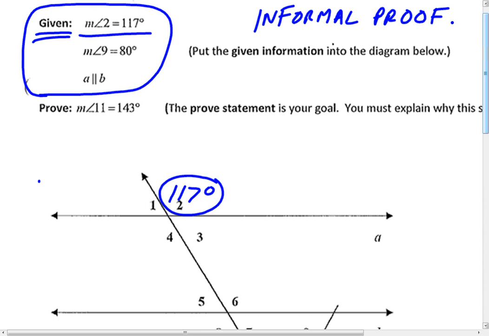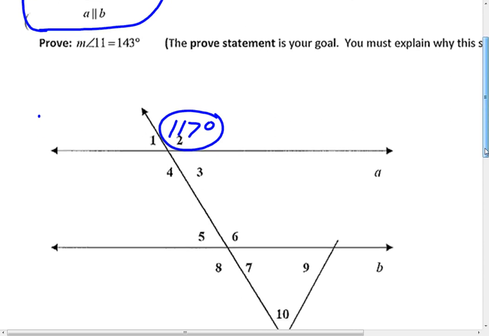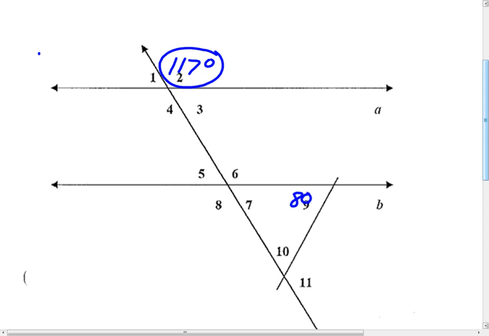Let's put in 80 for angle 9. 80 degrees, angle 9. Let's circle it. What other piece of information is in the given section? Emily? Parallel. How do we show parallel in a diagram? Put a couple arrows in to show that A is parallel to B. Just doing that will get you partial credit. If this was worth 10 points, that'd be worth 3 points, just knowing how to put the givens into the diagram.